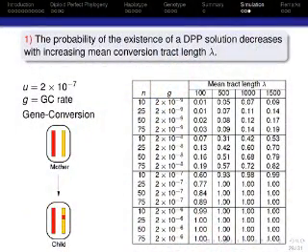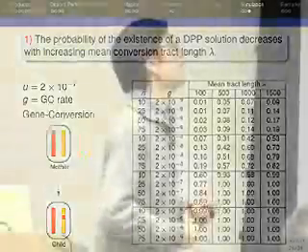So the upshot of this simulation study is that the probability of the existence of DPP solution decreases with increasing mean conversion track length. So this is the conversion track length. I remind you that it corresponds to the length of the insertion here. So that's the track length. And as the track length increases, not so surprisingly, the power to detect gene conversion increases.